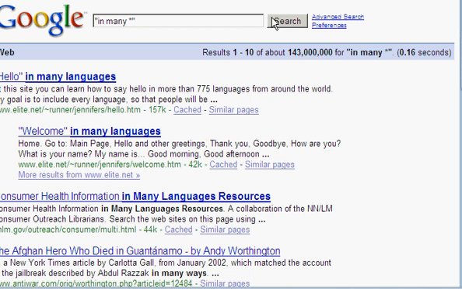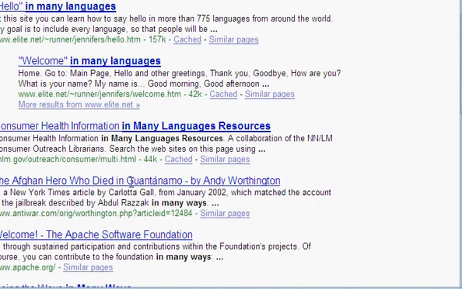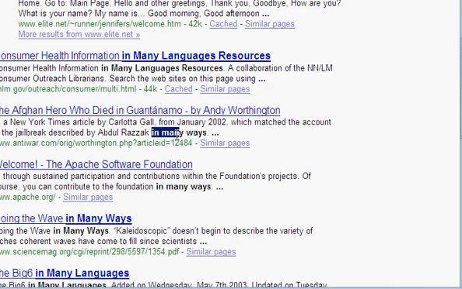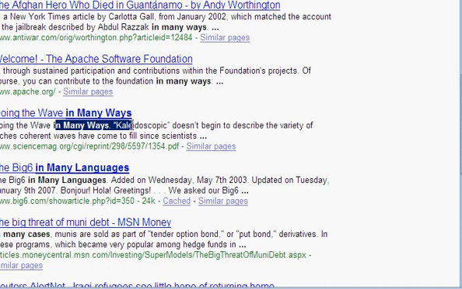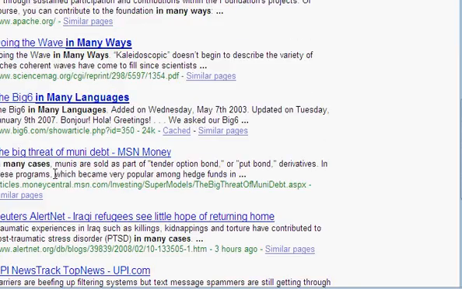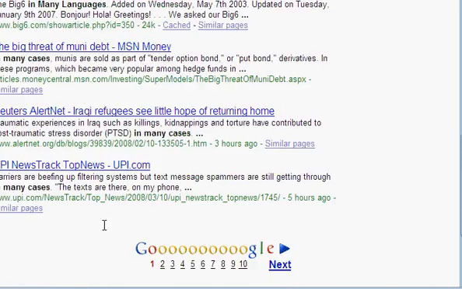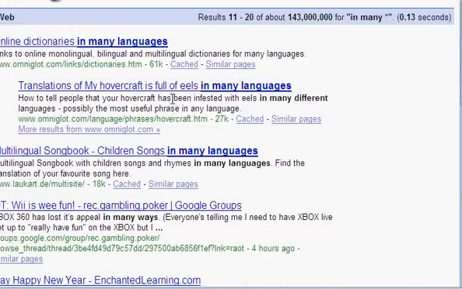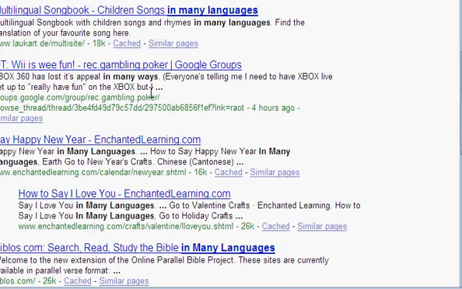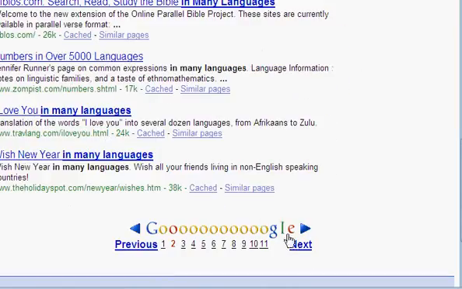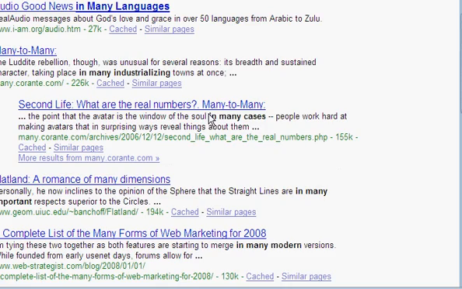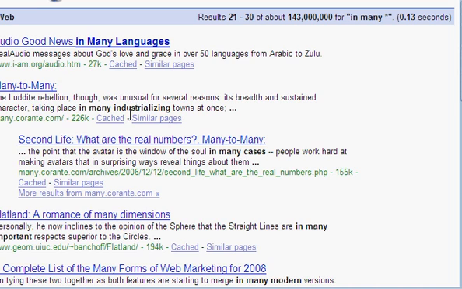So let's search it. And we get "in many languages", "in many ways", "in many cases", again "in many languages", "languages", "languages". It seems like "languages" is a pretty popular word right after "in many". And you have all sorts of variations here too.